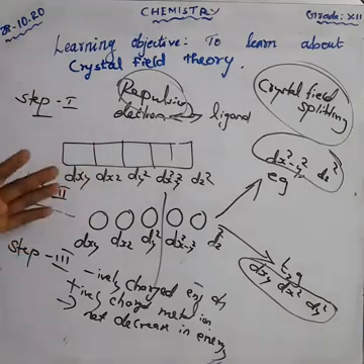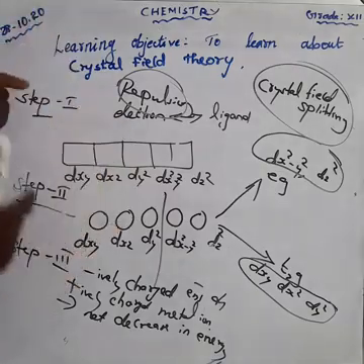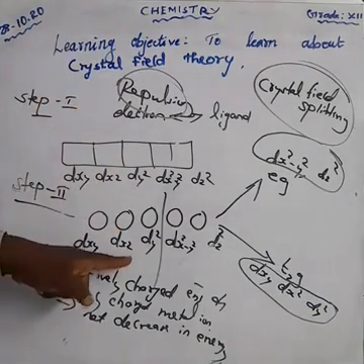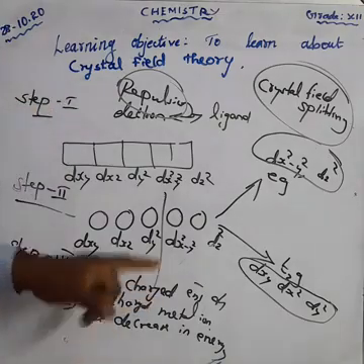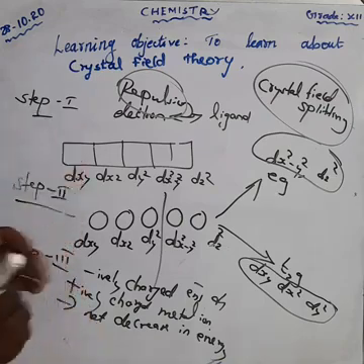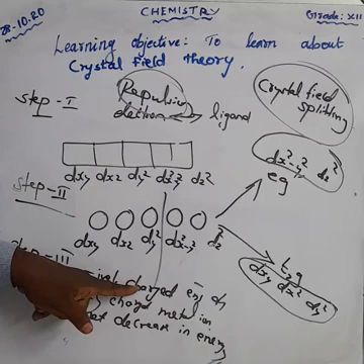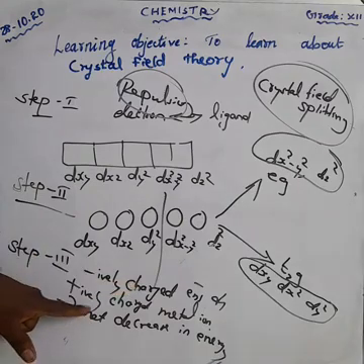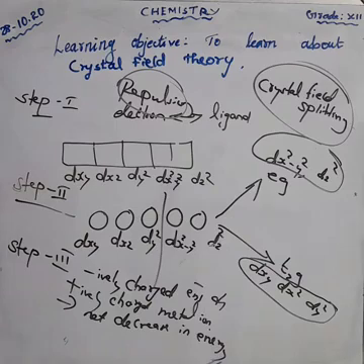Next, the third point: when the ligands approach further, there will be an attraction between the negatively charged electrons and the positively charged metal ions. This results in a net decrease in energy.